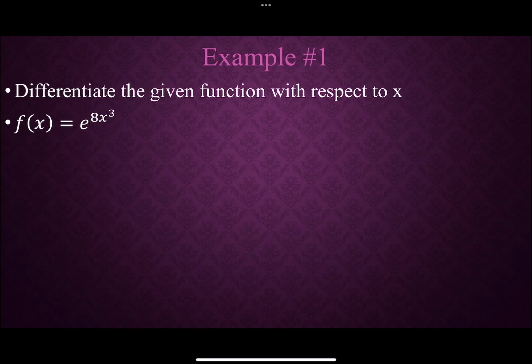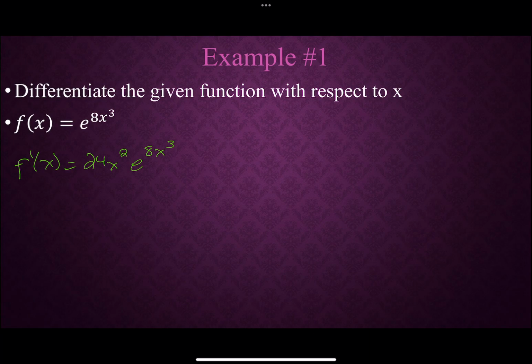F of x is e to the 8x cubed, so my derivative, well, the derivative of the exponent will be 24x squared, and I leave e raised to the 8x cubed alone. And that's it. That's all the derivative is. Nothing else going on there. That's all I'm doing for my exponential derivative.